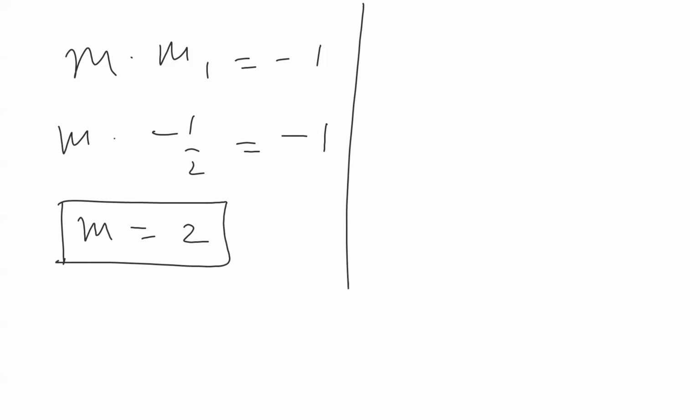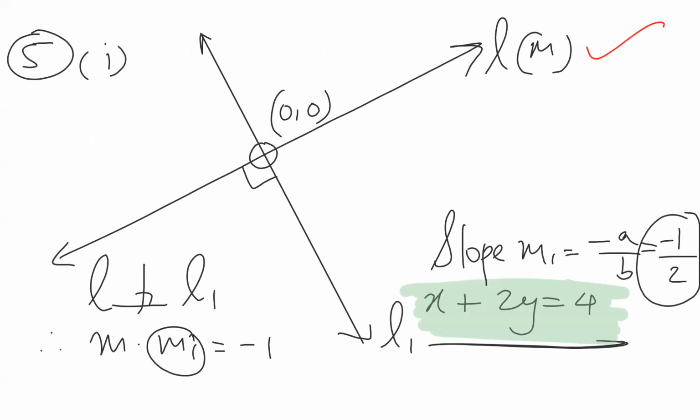So for line L, we have one point on the line, that is the origin. Look at the diagram which I had drawn. We require the equation of line L. One point on the line we already have, that is the origin, which is given to us in the problem itself. Fine.